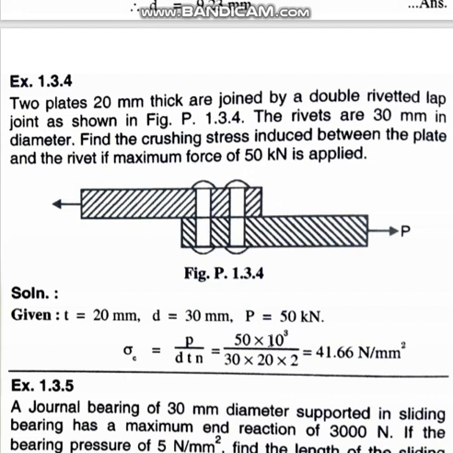Now substitute the values: 50 into 10 cube upon d is 30, t is 20, and n, the number of rivets, is 2. You will find out why 10 to the power 3 we have used, because kN we have converted into 10 cube. So 41.66 Newton per mm square is the crushing stress that is induced. Induced means that it is coming in the plate as well as the rivet.